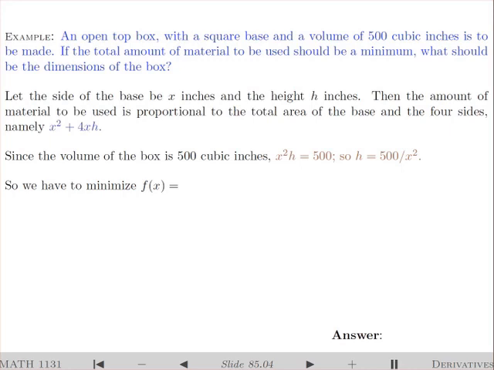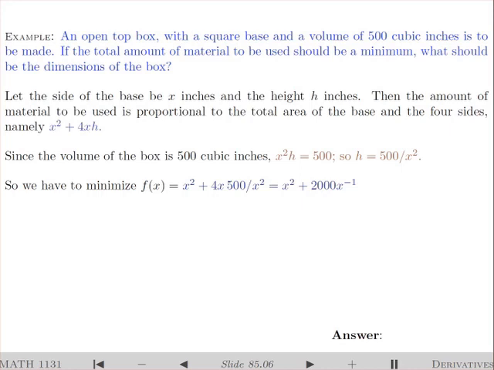Substitute that in the expression we have for the surface area, and that's the function I have to minimize. Let me simplify the function a little bit first. 4x times 500 over x squared is 4 times 500 is 2000, x over x squared is 1 over x, or x to the negative 1. So the function to minimize is x squared plus 2000 x to the power negative 1.